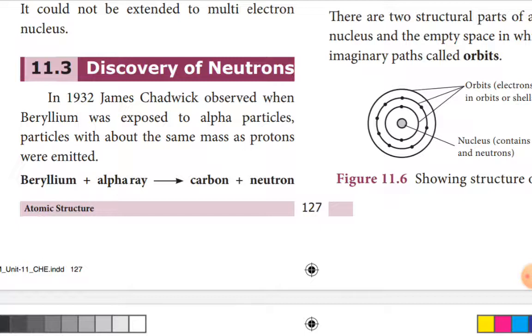What happens? Particles with about the same mass as a proton, but not the same charge as a proton, were emitted during the bombardment of beryllium by alpha particles. Beryllium plus alpha particle gives carbon plus a kind of particle that he named the neutron.